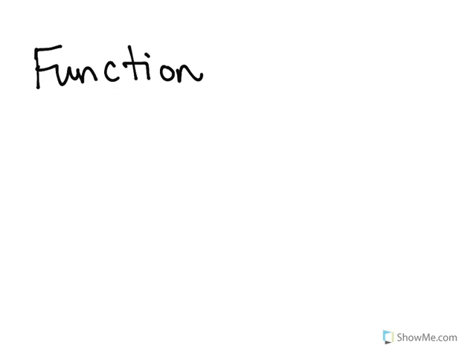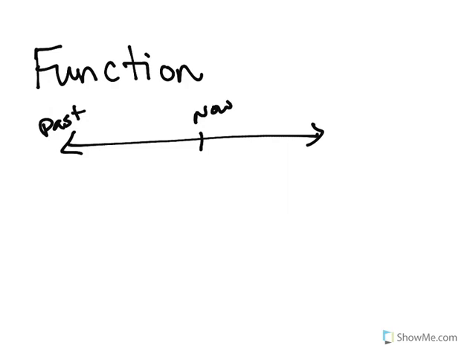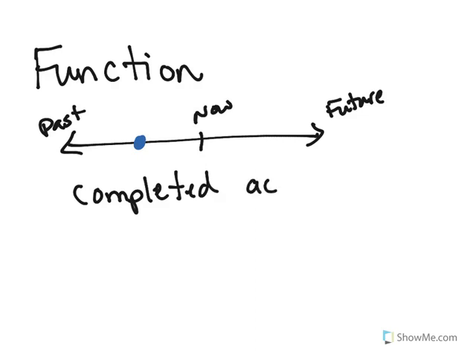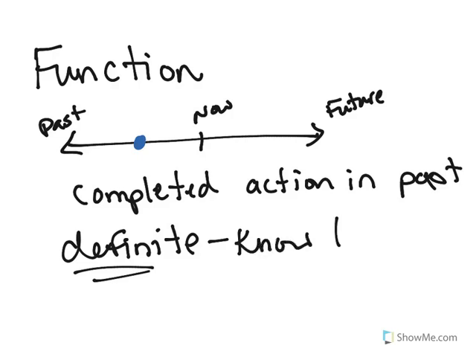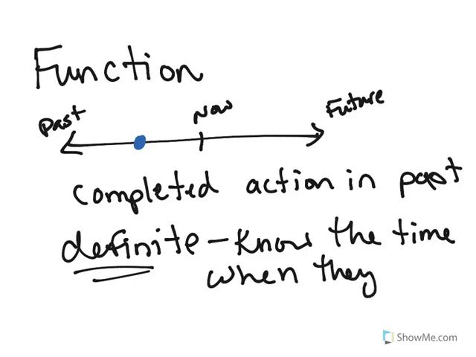The function of the past tense is pretty simple. So if I have a timeline here where I've got the past and now and the future, a simple past action is a completed action in the past. It's 100% in the past. And what's really important about past actions is that they are definite. In other words, we know the time when they happened. Okay? We know the time when these actions happened.